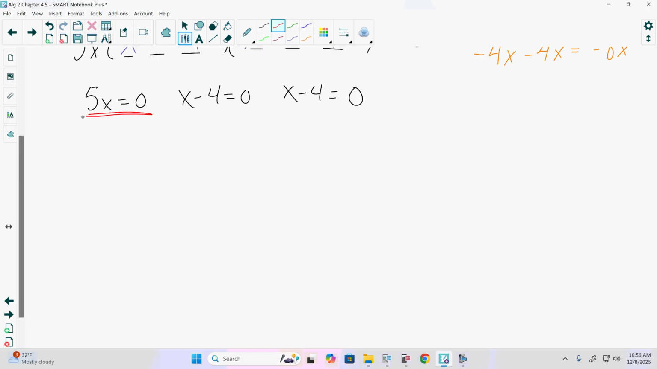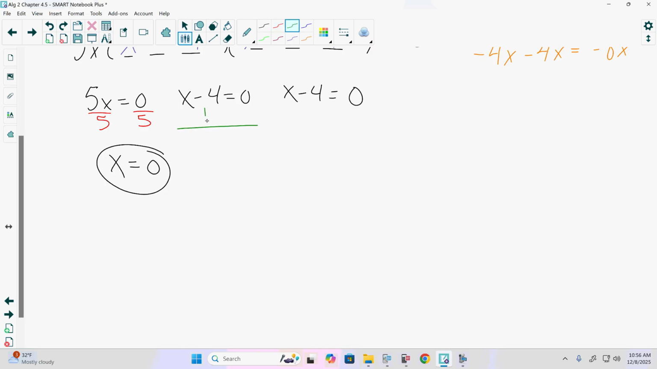Well, wait a minute, can't we use the zero product property on 5x equals 0? Because you have two or more things multiplied together equals 0. So one of those two has to be 0. So really, we could just say that here x is equal to 0. Or if we don't notice that, we can still just divide both sides by 5. 5x divided by 5 is x. 0 divided by 5 is still 0. So x equals 0.